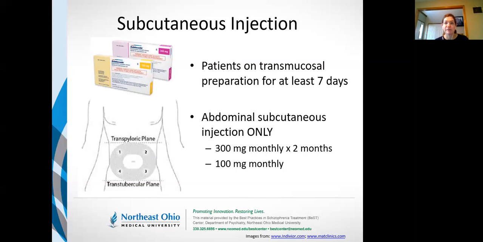The last preparation from an administration standpoint is the subcutaneous injection. Patients for this need to be on transmucosal preparations for at least a week. And we do not have that threshold that we saw with the implant. So this is abdominal subcutaneous injections. They do recommend the 300 milligram monthly for a couple months, and then there's a little bit of an option as far as which dose, and we'll look at what those concentrations look like.